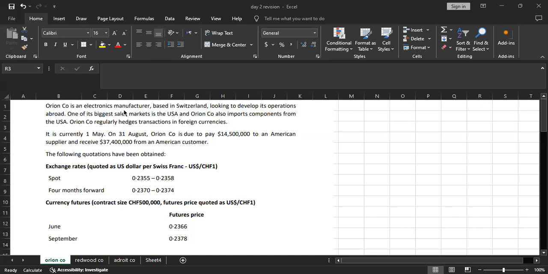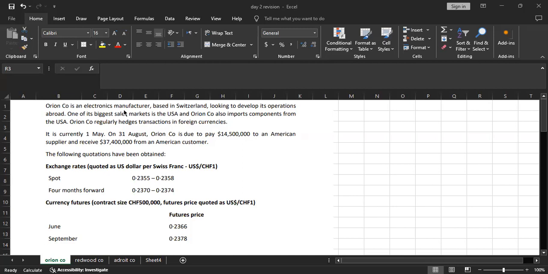Orion Company is an electronic manufacturer based in Switzerland looking to develop its operations abroad. One of its biggest sales markets is the USA, and Orion Company also imports components from the USA. Orion Company regularly hedges transactions in foreign currencies.